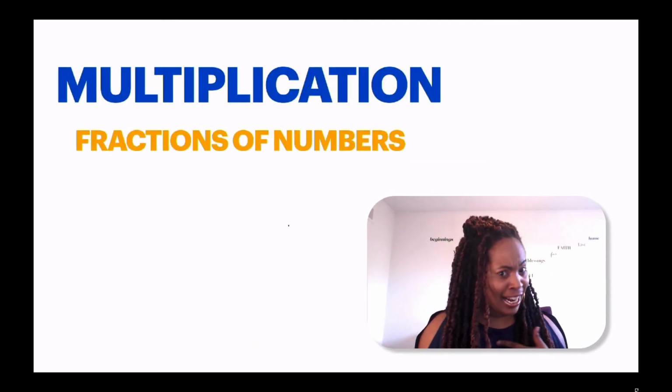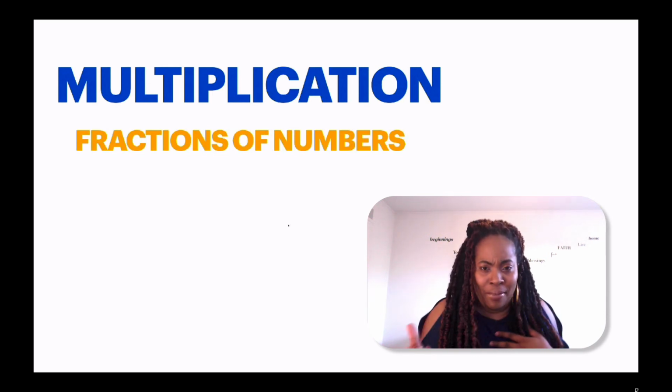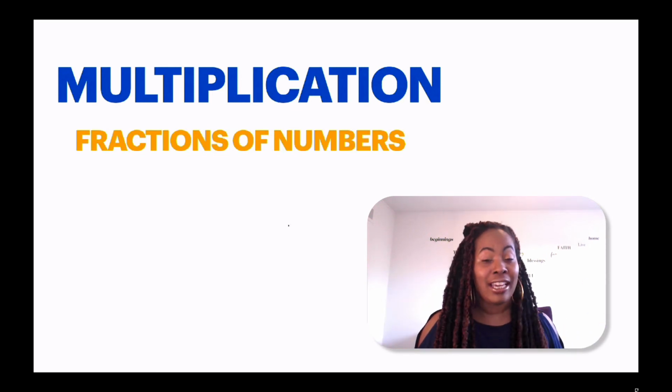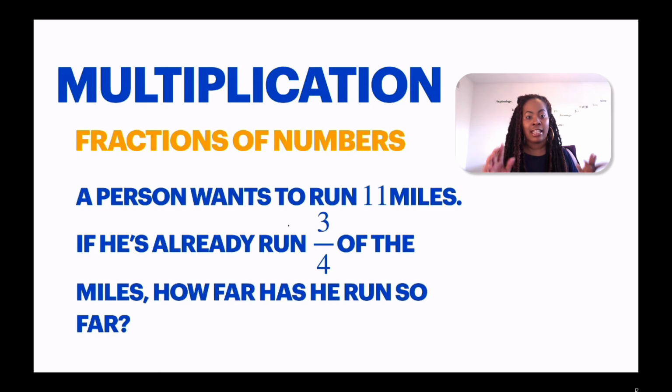Because now that I know that, of really means times, we can just keep rolling with this. Let's try it again. This time a real world application. Here we go. A person wants to run 11 miles. If he's already run 3/4 of the miles, how far has he run so far?